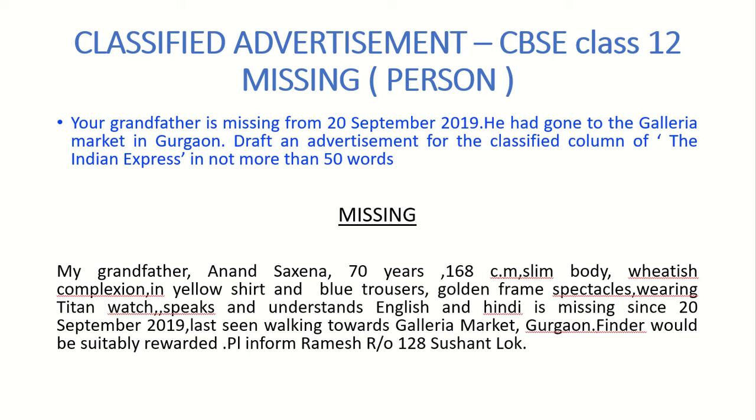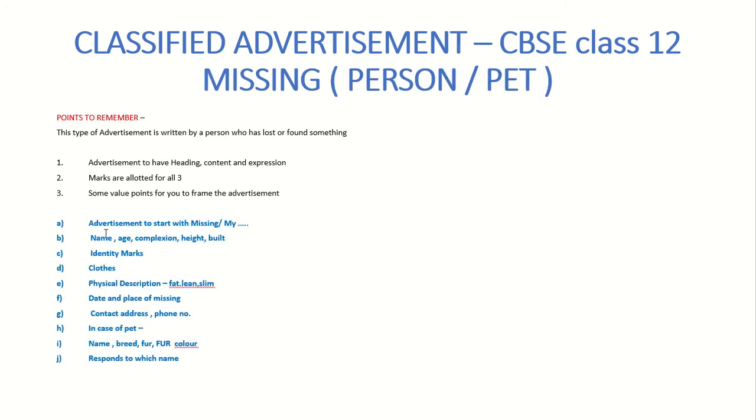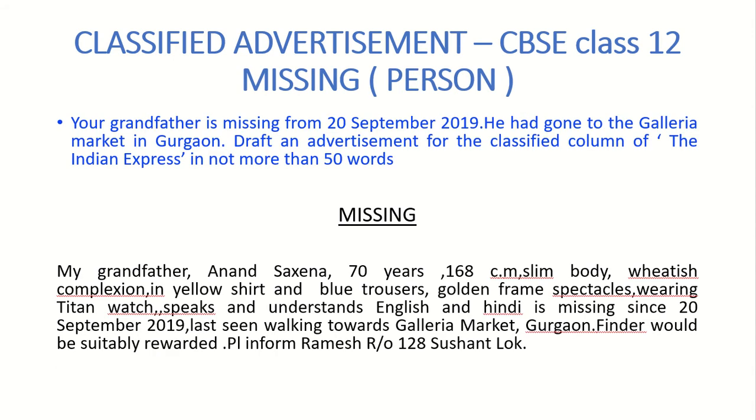So you have given all the value points which we mentioned: the name of the person, age, complexion, height. You have also told that he is wearing spectacles, so that can be an identity mark. Clothes you have given, physical description you have given, date and place of missing you have given, and contact address you have given. So everything that is needed in the advertisement is already mentioned. Now this is done. Now let us come to the next one.